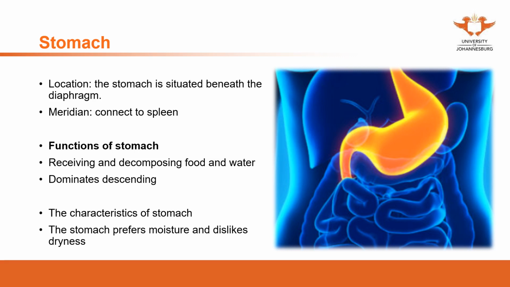The second function of the stomach is that it dominates the descending. By the way, receiving and decomposing are two aspects. One is to receive and store. Decomposing is to transform the food into qi and blood. Okay, so the second function is dominating descending.